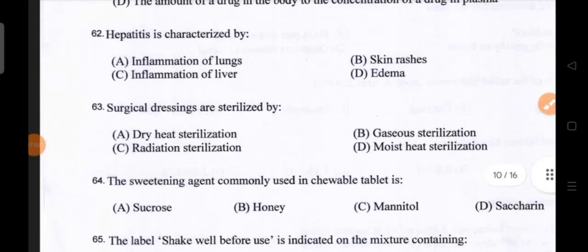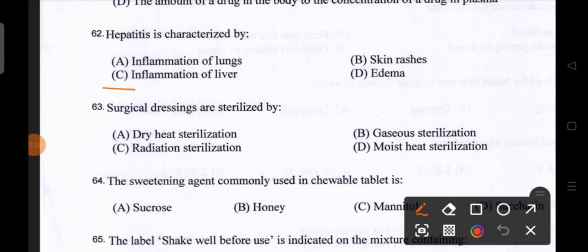Next, question number 62. Hepatitis is characterized by inflammation of lungs, skin rashes, inflammation of liver, or edema. So the correct answer will be inflammation of liver. Hepatitis is a viral disorder or disease which affects the liver or causes inflammation of the liver.